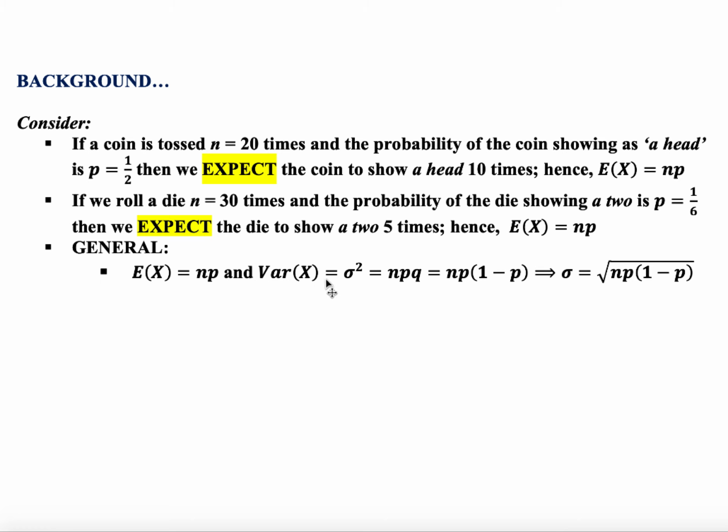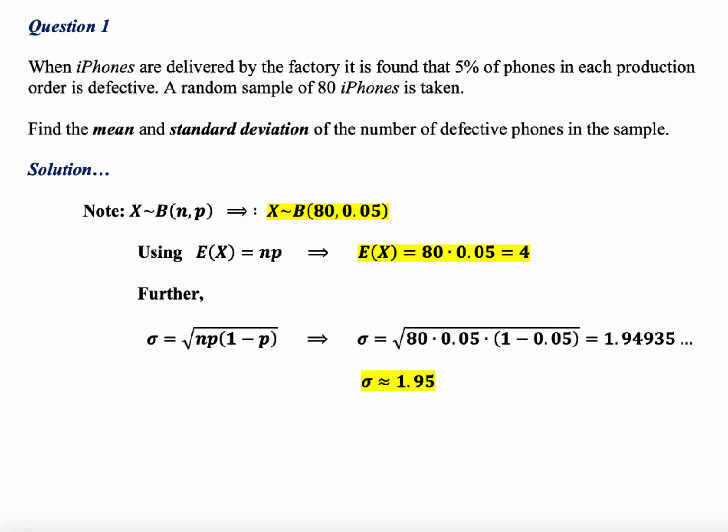The variance, which can sometimes be notated as sigma squared, will, as it turns out, be n times p times q, where of course q is the likelihood of failure relative to success. That's going to be its complement, 1 minus p, and the square root of the variance is simply what the standard deviation is. But much more on this later when we get to the statistics component of the course. A couple of examples.